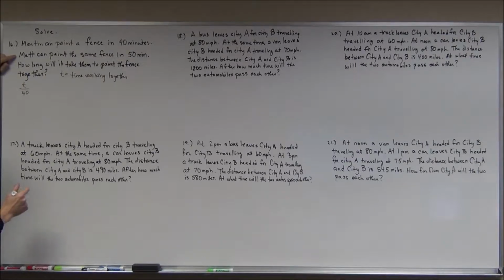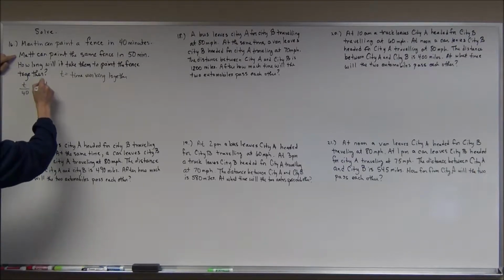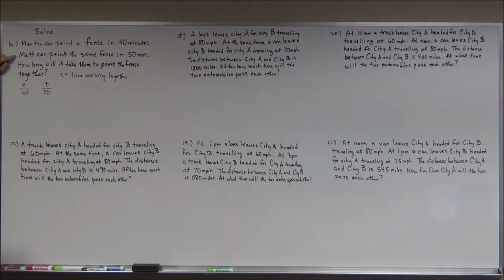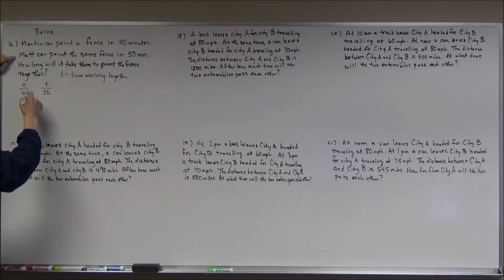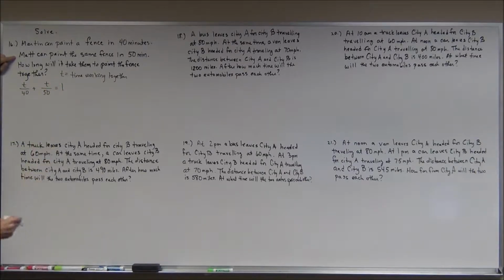Matt can paint the same fence in 50 minutes. So if he works for T minutes, he gets T 50ths of the job done. That's the fraction of the job that Matt does. And if they work together, the fraction of the job better be 1 if the job is to be done. 1 completed job. How long will it take them to paint the fence working together?